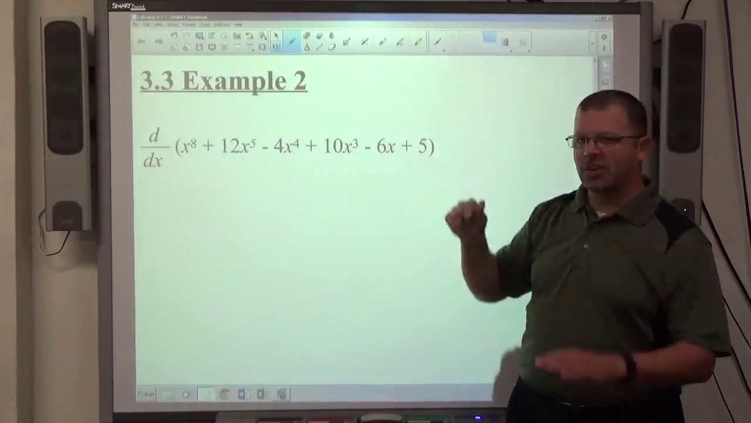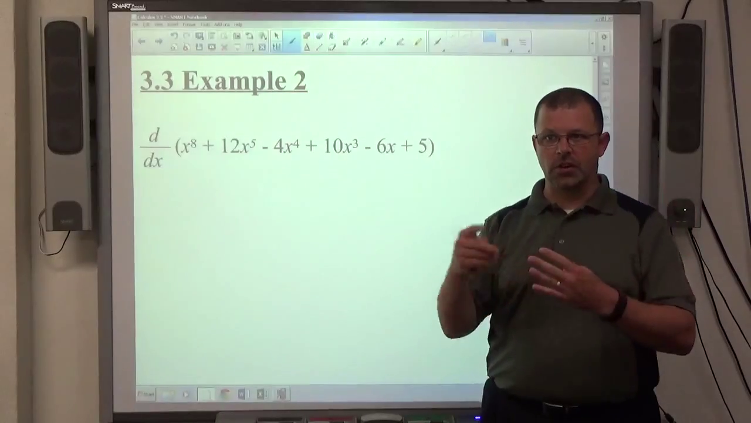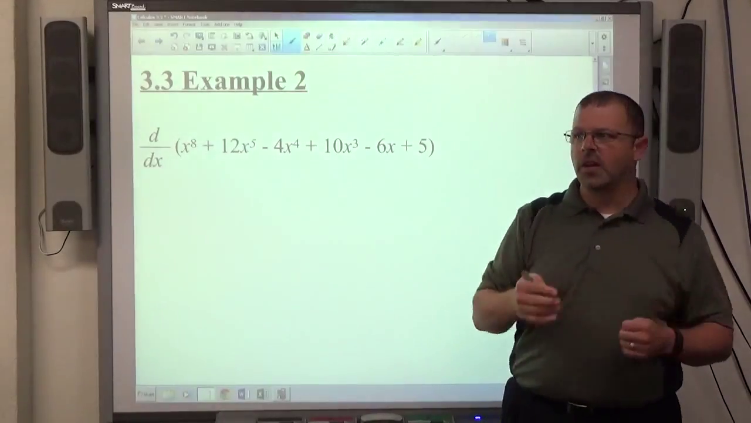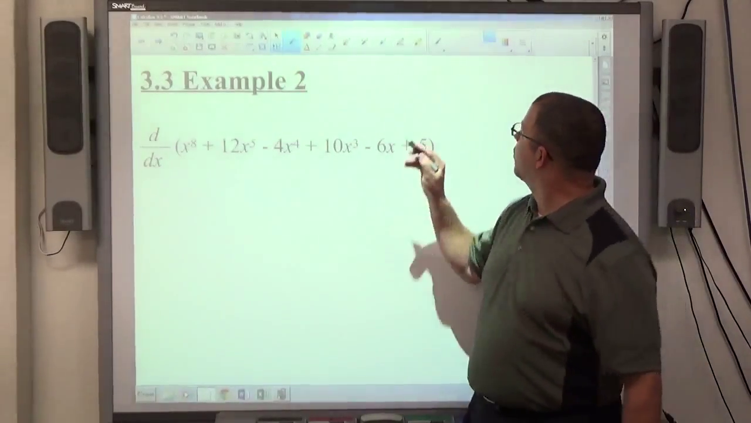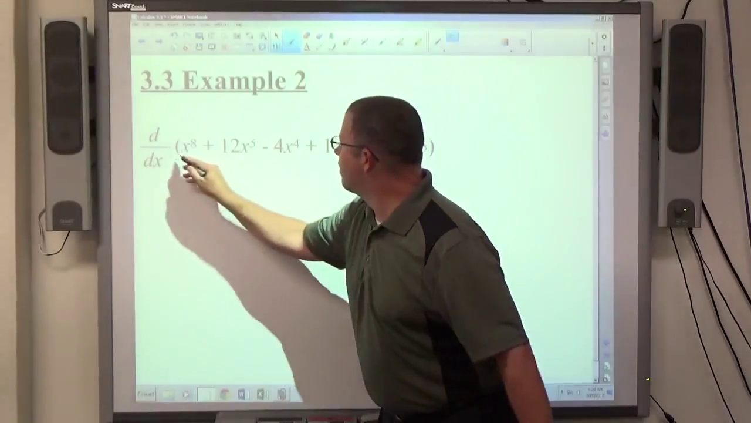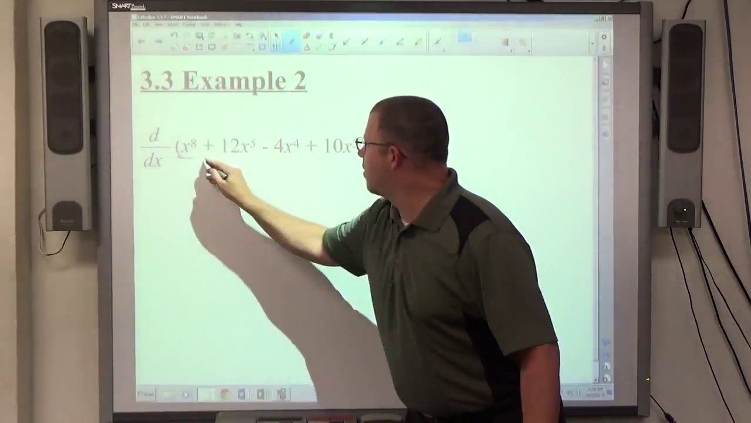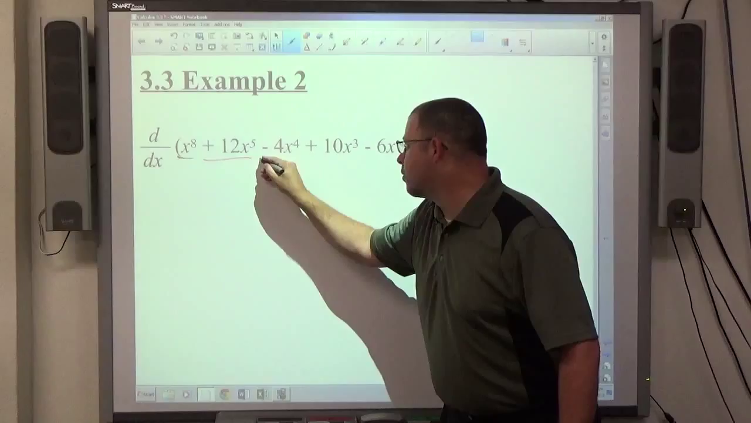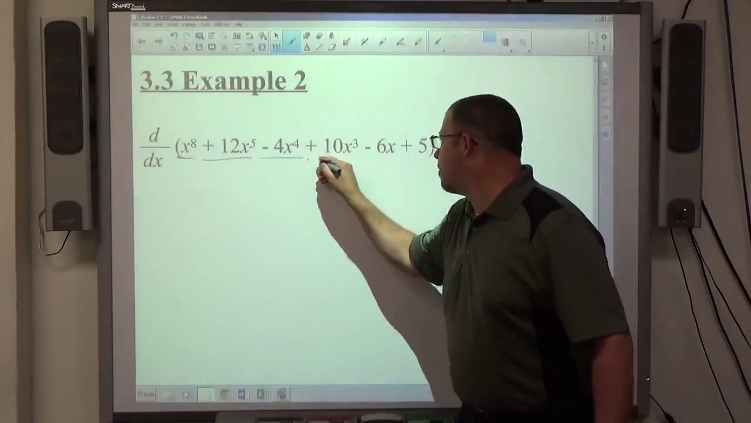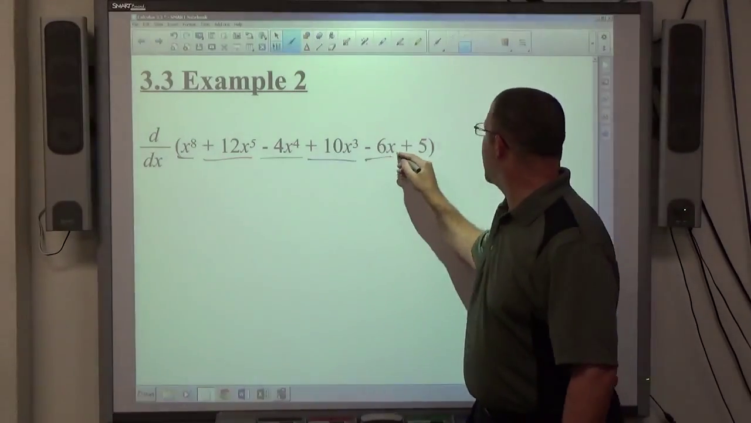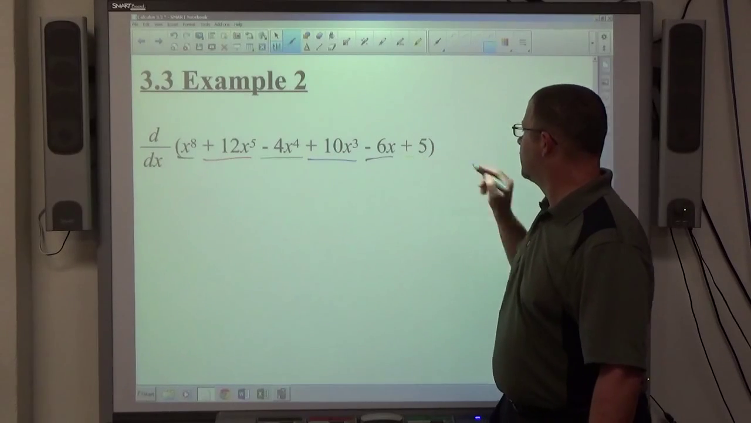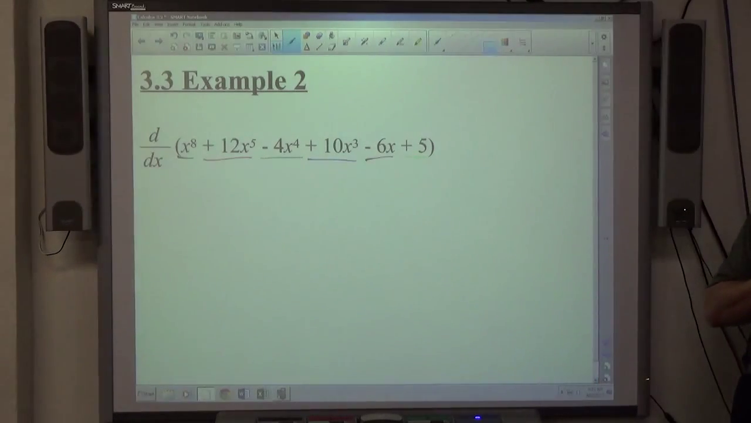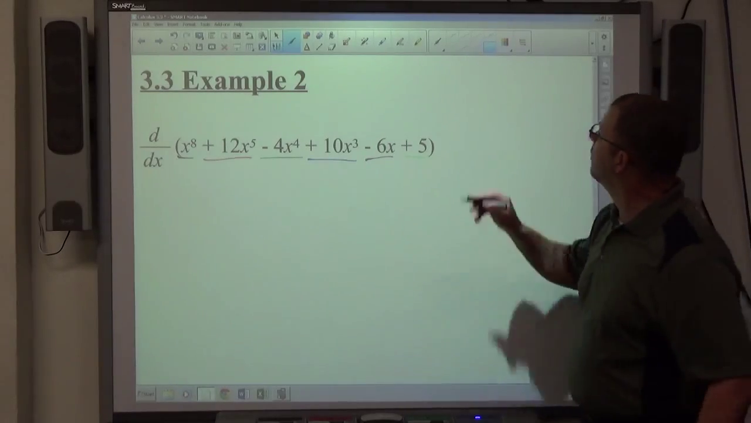So basically this is just rule 4, which says that you can take the derivative of each piece, and then also the power rule. So I'm going to do the derivative of this, derivative of this, derivative of that, derivative of this, derivative of that, and derivative of this. Okay, so each one's a separate term. We differentiate each term individually.